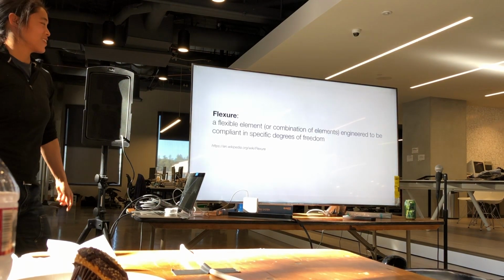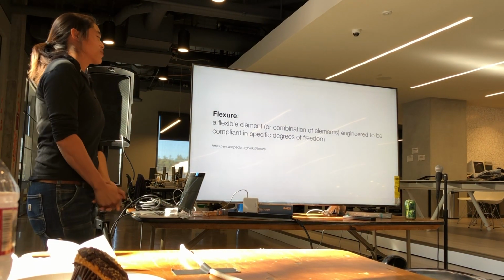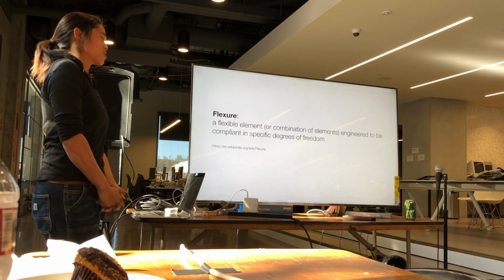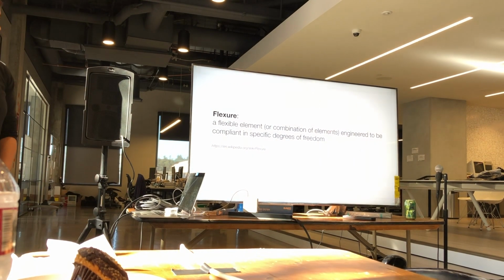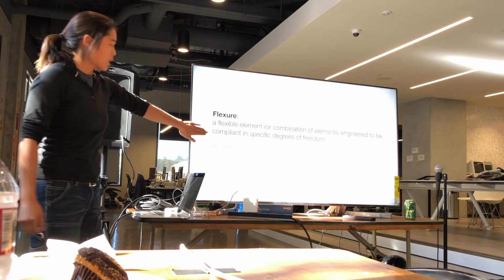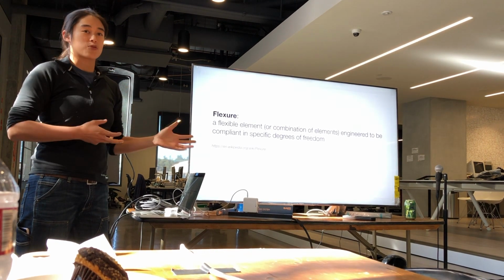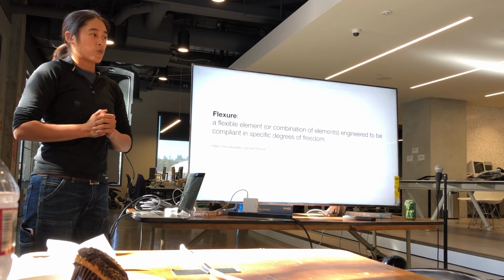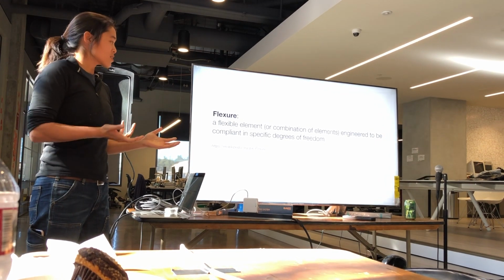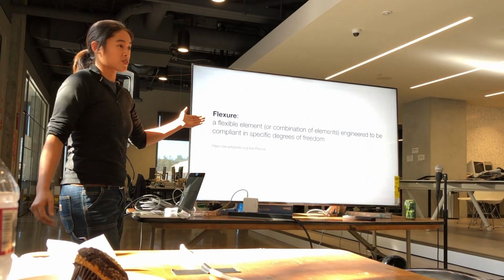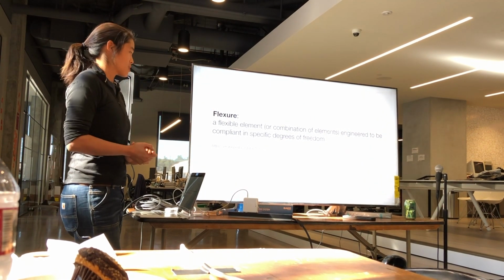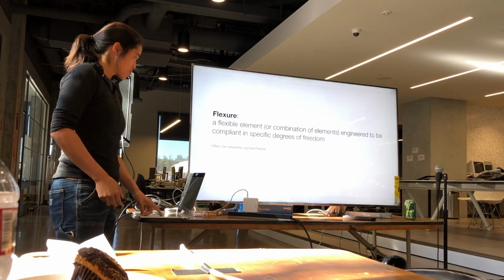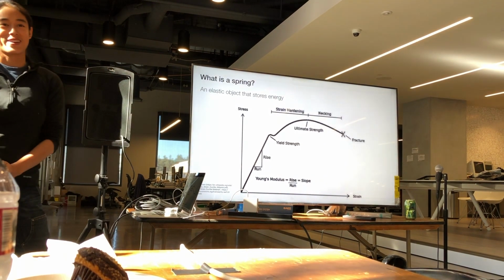Wikipedia says a Flexure is a flexible element or a combination of elements engineered to be compliant with specific degrees of freedom. So we have here compliant, something that's going to be soft, deformable. If we want to be able to use it as a useful mechanism, it's got to be able to do that lots of times. So often you'll see springs come up a lot today. So we'll talk about what is a spring.